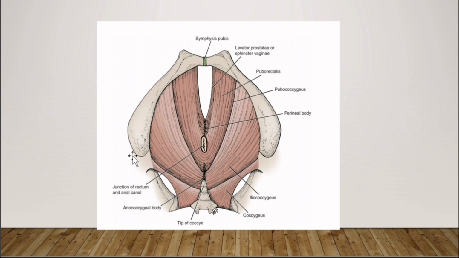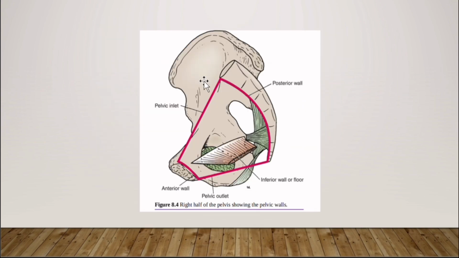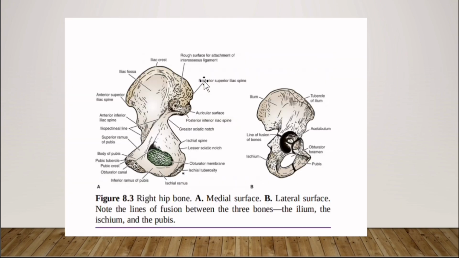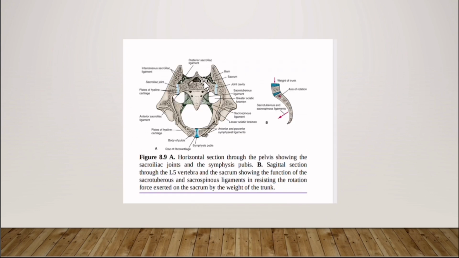Okay, so we can see that the pelvic diaphragm is deficient anteriorly to allow transmission of the urethra in both sexes and also the vagina in females. Okay, so we should appreciate the differences between the male and the female pelvis. But before we do that, we should know the joints.